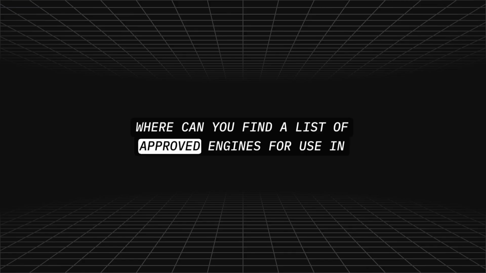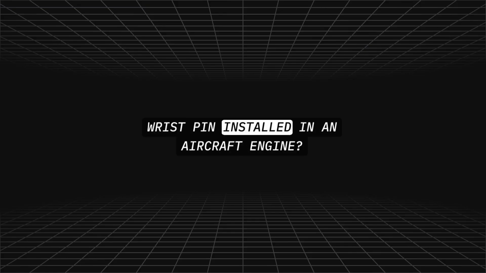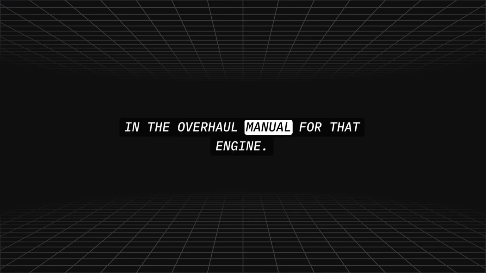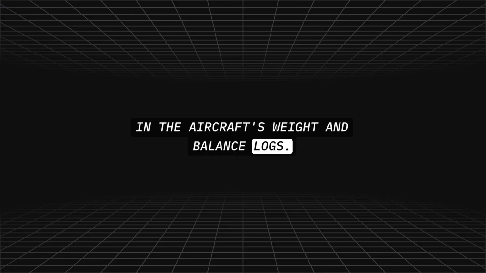Where can you find a list of approved engines for use in specific model aircraft? The type certificate data sheet. Where can the dimensional tolerances be located for a wrist pin installed in an aircraft engine? In the overhaul manual for that engine. Where can the empty weight of an airplane be located? In the aircraft's weight and balance logs.